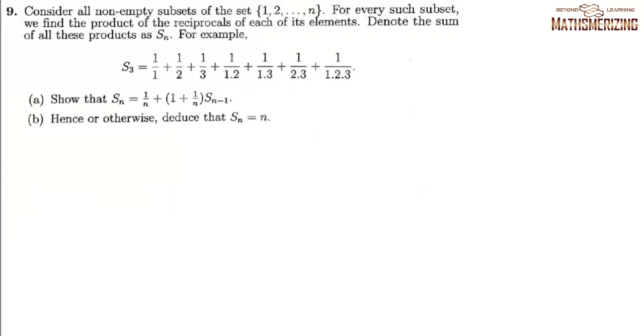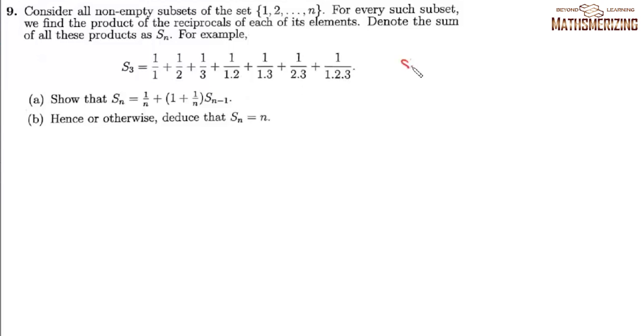Now question number 9 is, consider all non-empty subsets of the set {1, 2, up to n}. For every such subset, we find the product of reciprocals of each of its elements. Denote the sum of all these products as Sn. For example, S3 is 1 plus 1/2 plus 1/3 plus 1/(1×2) plus 1/(1×3), 1/(2×3), and then 1/(1×2×3).